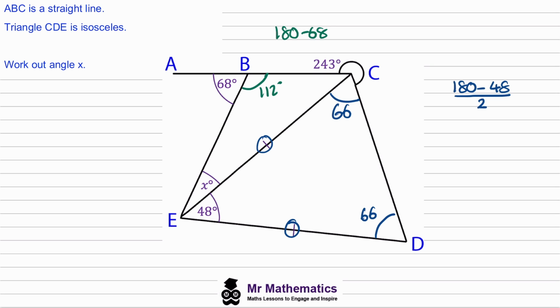And we can use angles about a point to work out this one because all of them will add up to 360. So we'll have 360 minus the 243 plus the 66. And this will give us 51. So finally, we can work out this one as angles in a triangle, take away the other two. And this comes out as 17 degrees. Okay?